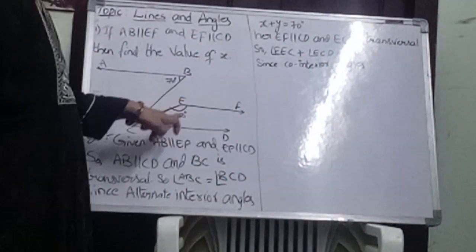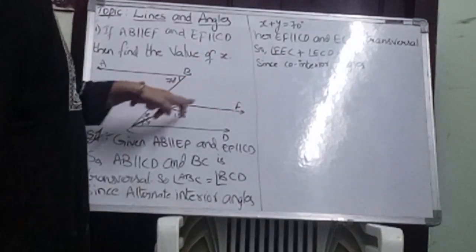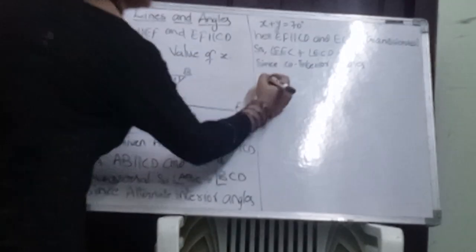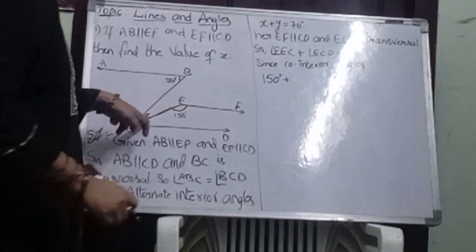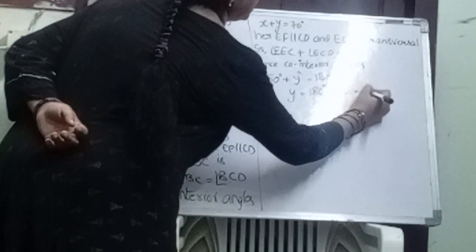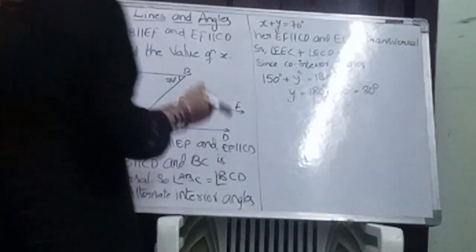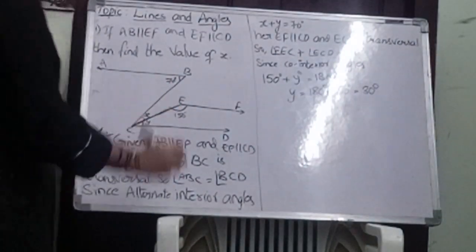So here, what is the value of FEC? 150 degrees. 150 degrees plus angle ECD. ECD is Y degrees. Y degrees is equal to 180 degrees. So what can we say? Y is equal to 180 degrees minus 150 degrees, that is equal to 30 degrees. So we got the value of Y.